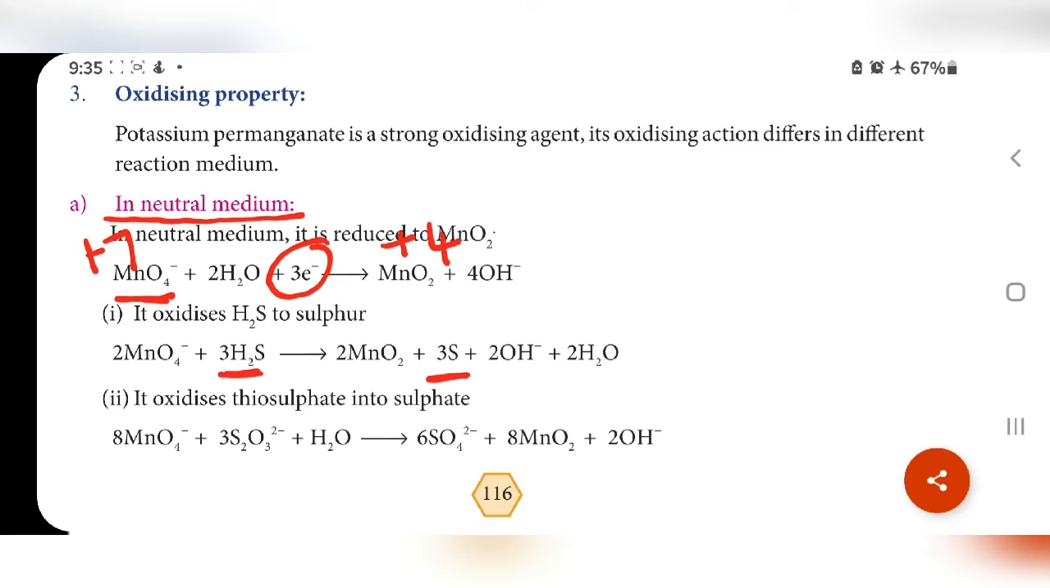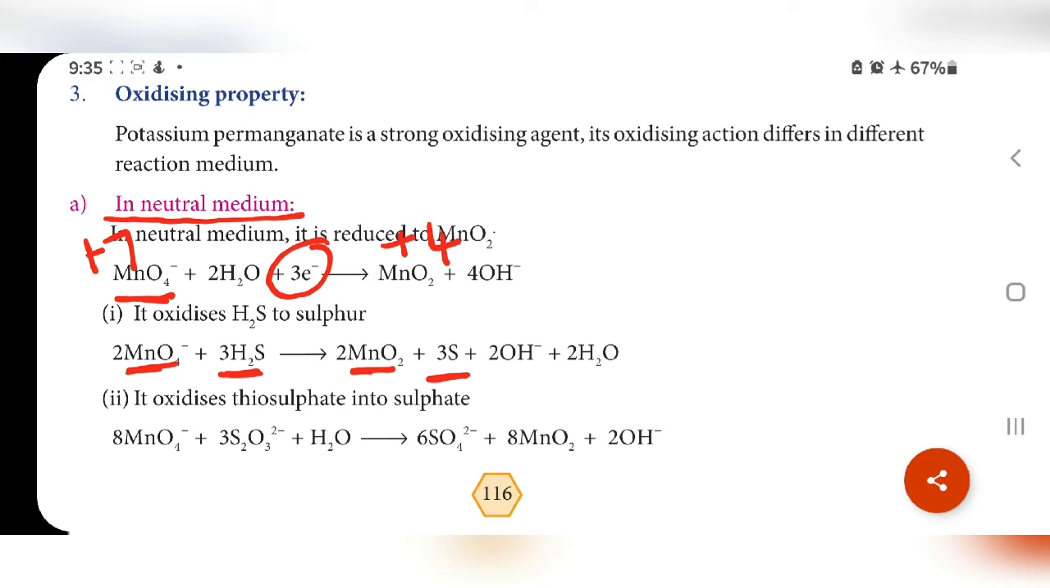MnO4 minus, that is permanganate ion, is converted into MnO2. Here also the oxidation state changes from plus 7 to plus 4 only. The oxidation state is decreased, so here it acts as an oxidizing agent. Here sulfur is oxidized.